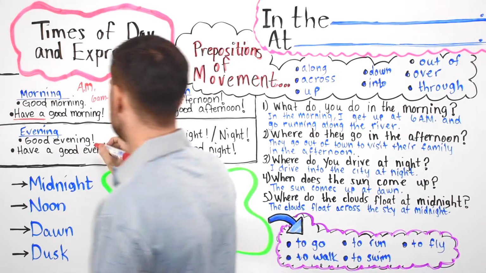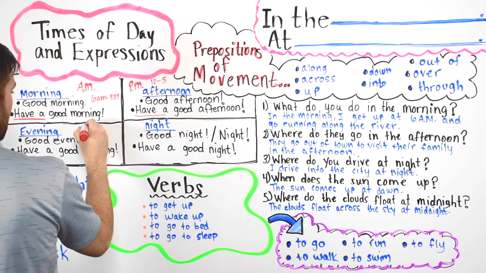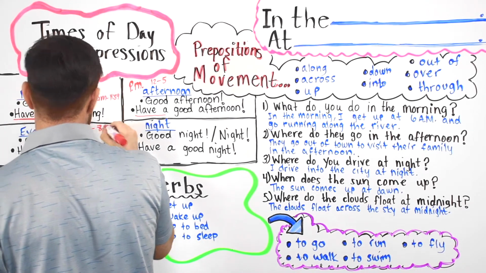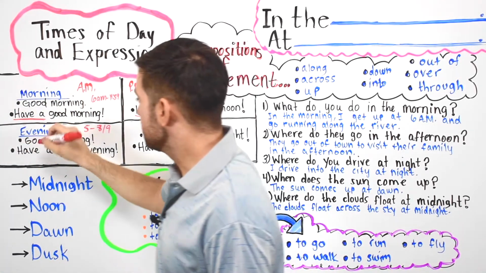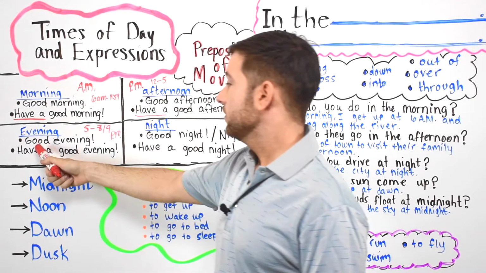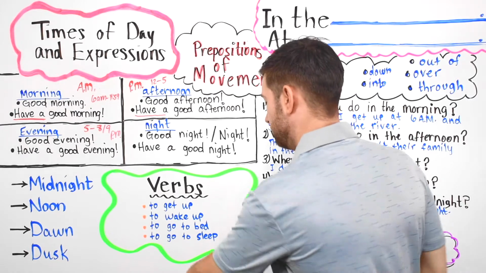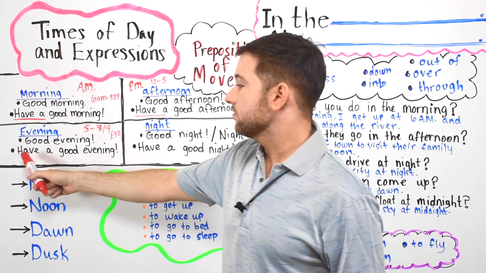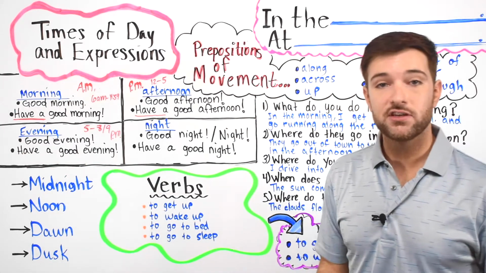Next you have evening, and evening usually is from 5 to about 8 or 9 o'clock. Also this is the PM, okay, so PM is also evening. You could say good evening, right? Good evening, how are you? Hi, good evening. And then also to say goodbye, you say have a good evening, okay?